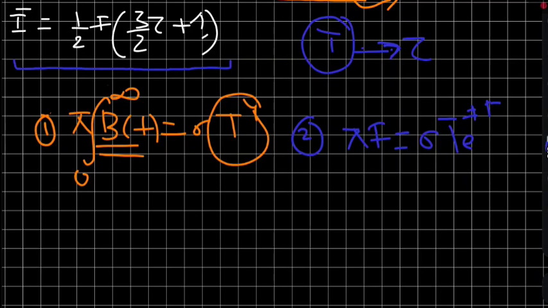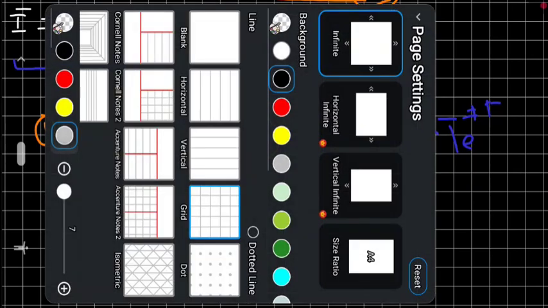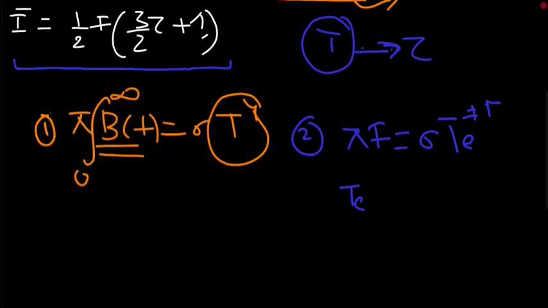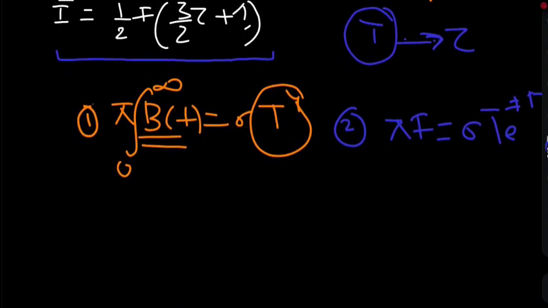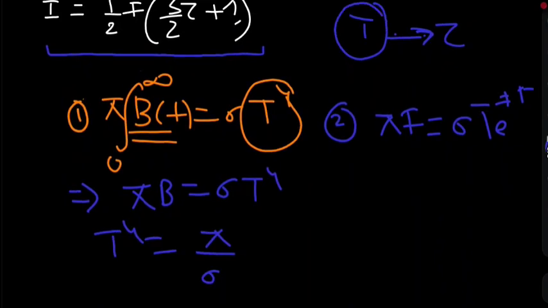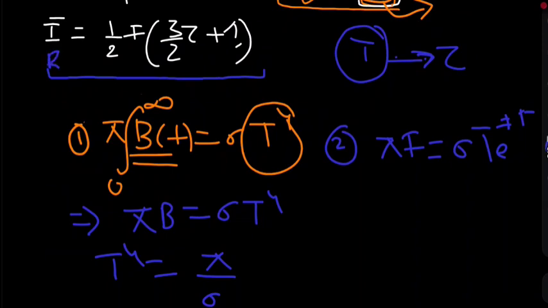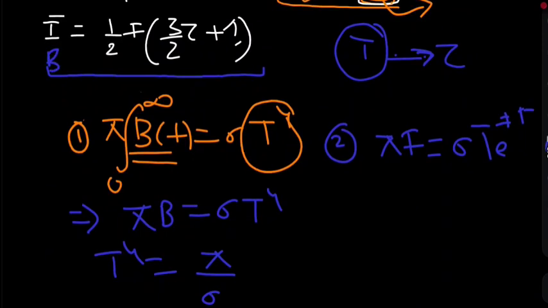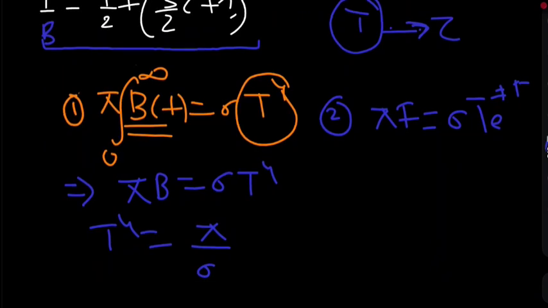Okay, so I can write T effective. So we are going to do some manipulations to find out. Here I can say πB is equal to σT to the power 4. I can write T to the power 4 as π by σ times, and if I substitute B, because I is essentially equal to B, so B and I are the same, you can just put the formula of the mean intensity, it is equal to F by 2 times (3 by 2 tau plus 1). So this is the formula.